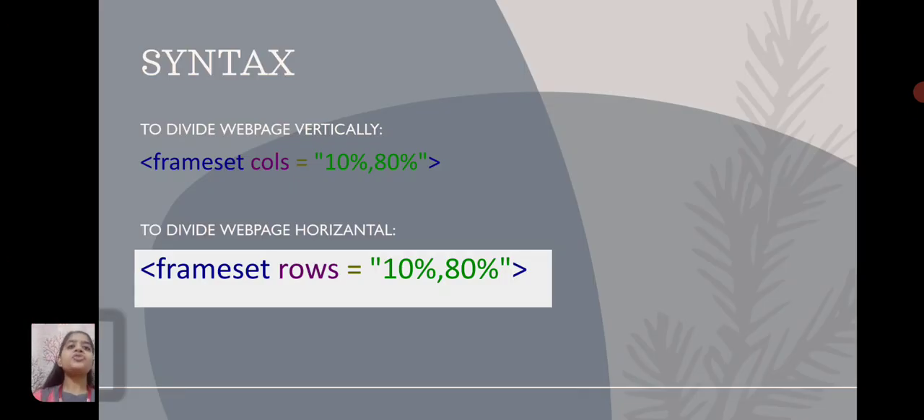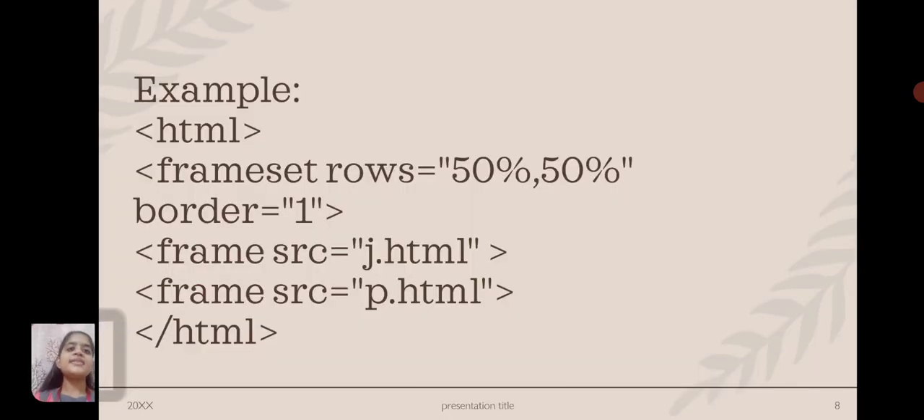If we want to divide the web page vertically, then we use frameset cols equal to 10%, 80%. Here the web page will be divided vertically. The first part will be 10% and the second part will be 80%. To divide horizontally, instead of columns we use rows. So let us see an example.